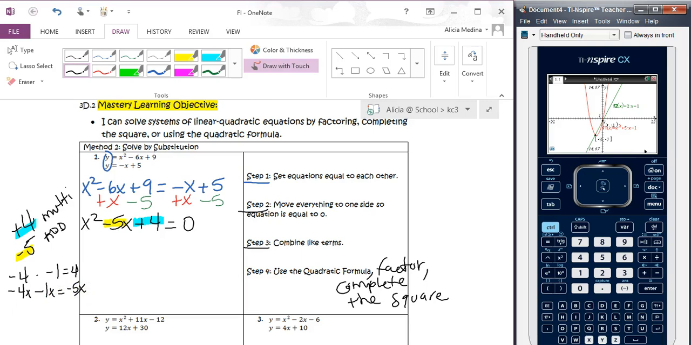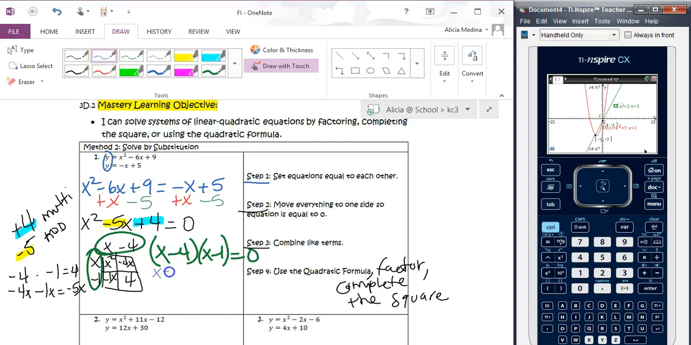So I can actually just factor this using my box method. My x squared term goes here, my negative 4x, my negative 1x, this would be x and x, minus 4, minus 1, which would change us to a positive 4. These two terms, x minus 4 times x minus 1, still all equals 0. I want to figure out what each value is. So when I set each of these equal to 0, I'm going to have x equals a positive 4 and x equals a positive 1.